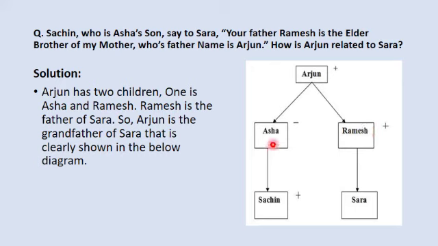So Sachin's mother is Asha, and these two are sister and brother. His father's name is Arjun. So Ramesh's father is Arjun, and definitely Sachin's mother's father is also Arjun. So how is Arjun related to Sarah? Now we can see Arjun is the grandfather of Sarah. Arjun has two children, Asha and Ramesh. Ramesh is the father of Sarah. Arjun is the grandfather of Sarah.